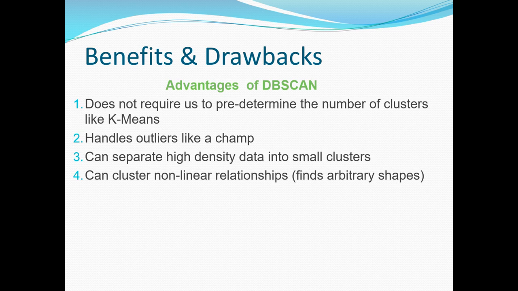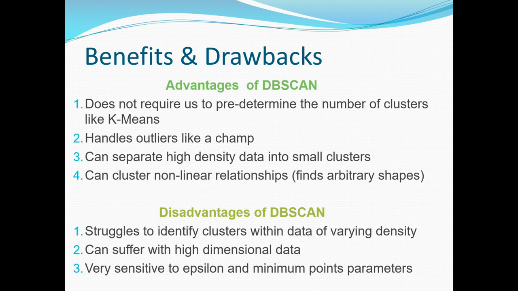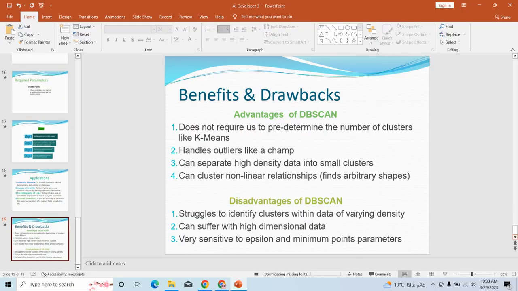Now the disadvantages of DBSCAN. It struggles to identify the clusters within data of varying density. It can suffer with high dimensional data. And it's very sensitive to the epsilon and minimum points parameters.